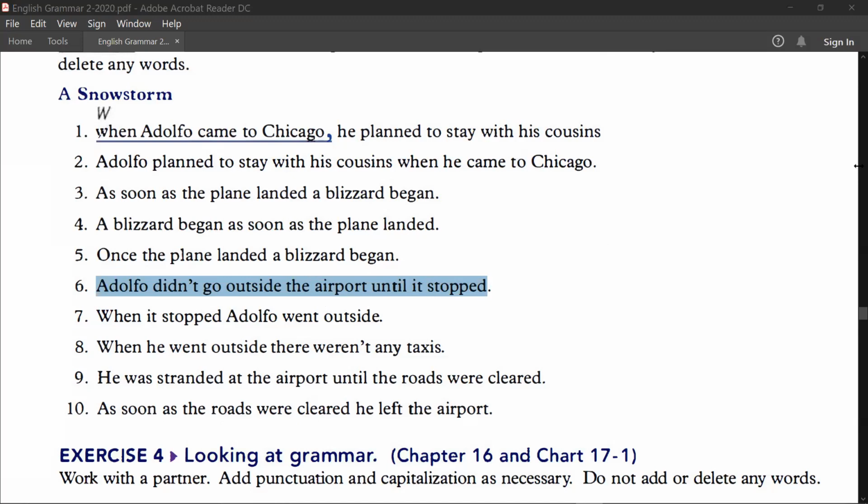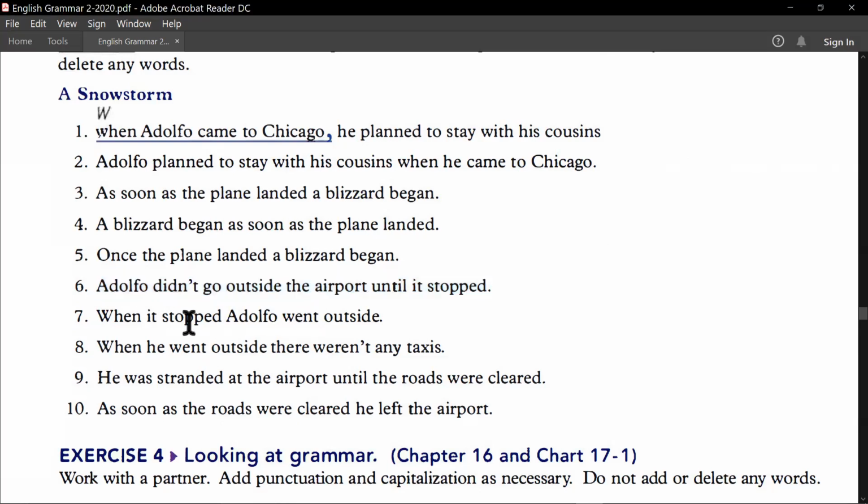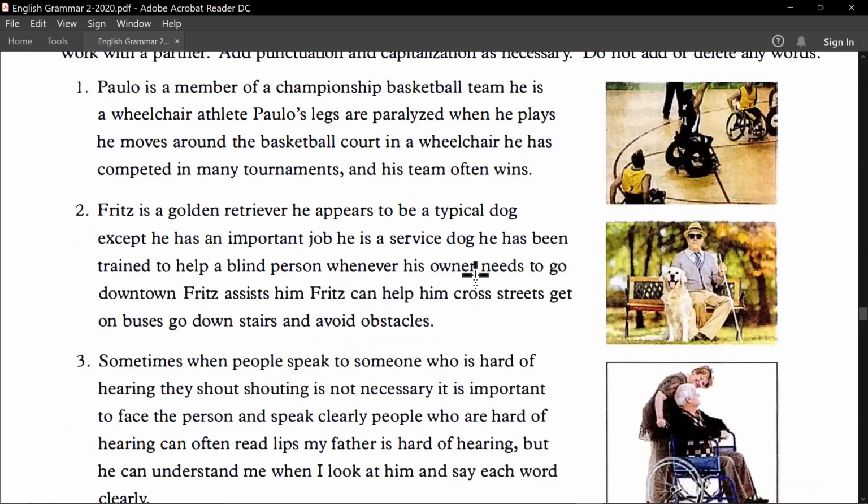Number six. Adolfo didn't go outside the airport until it stopped. Until it stopped. Excellent. This is the adverb clause. We don't add a comma because it followed the main clause. Okay, that's it, let's look at other exercises, and the next exercises we'll take turns again.